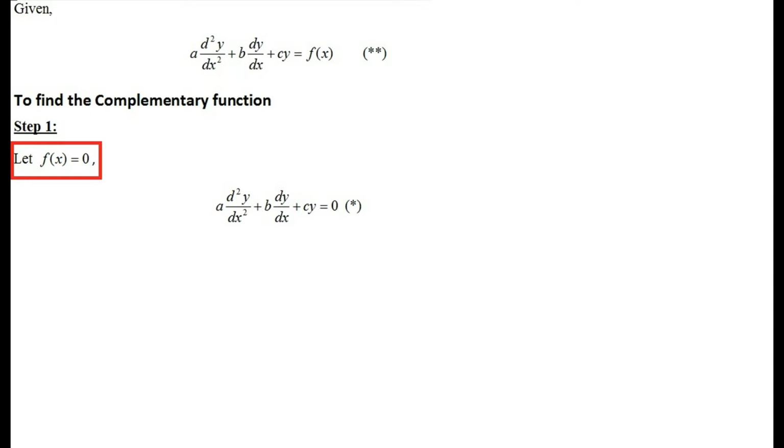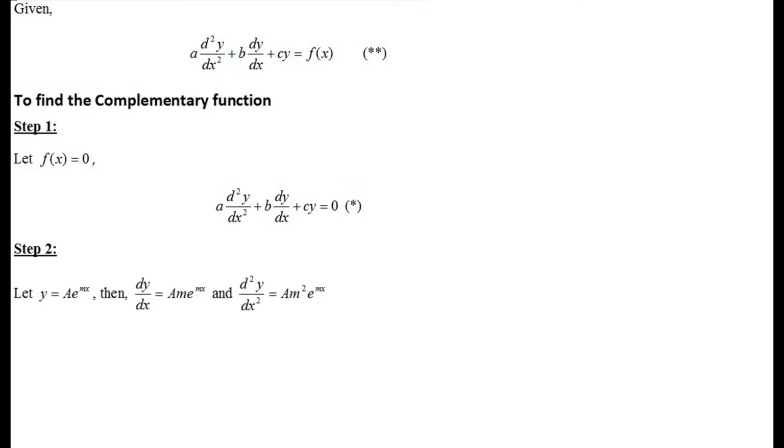If you let f of x equal 0, your equation becomes a d2y over dx squared plus b dy over dx plus cy equals 0, and name that equation star. You'll see why we do this as we continue with the method. In step number two, we let y equal capital A e to the power mx. We always do this in step two. So y equals capital A e to the mx. Capital A and small m are constants.